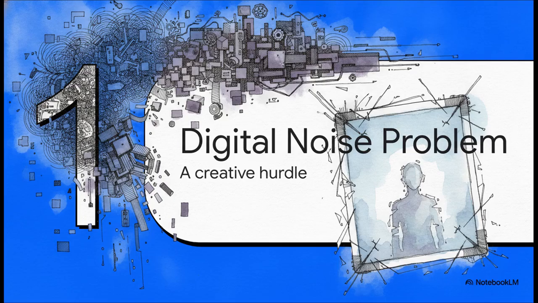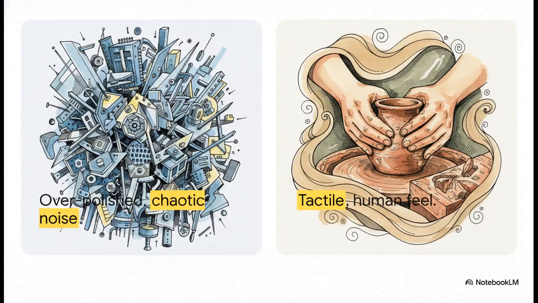Section 1. The digital noise problem. A creative hurdle. This is the exact friction we feel when we're wrestling with AI tools. It's that immediate sinking sense of frustration when the image you generate is, sure, technically impressive, but emotionally, completely empty.